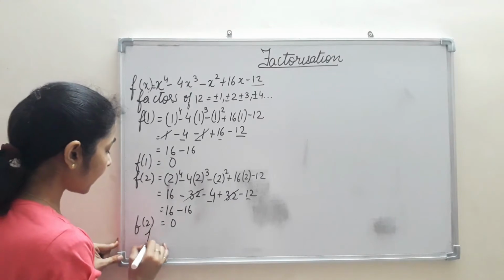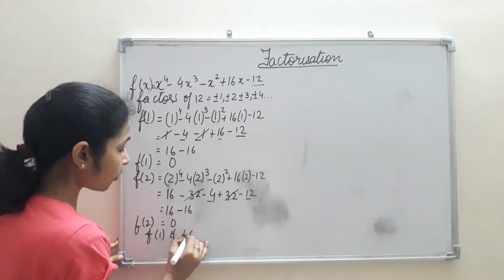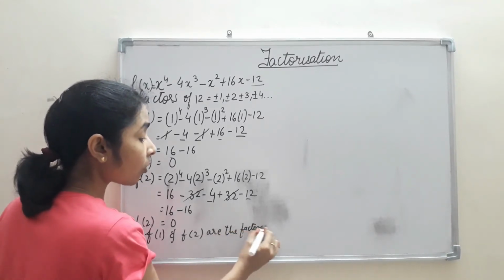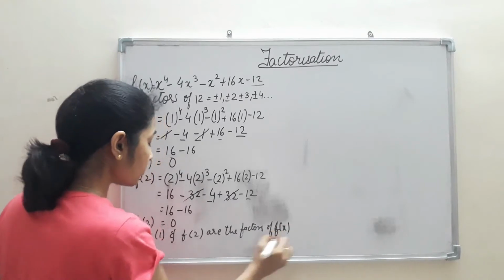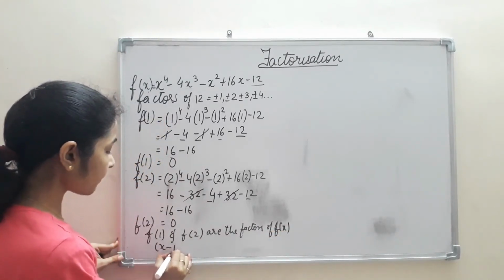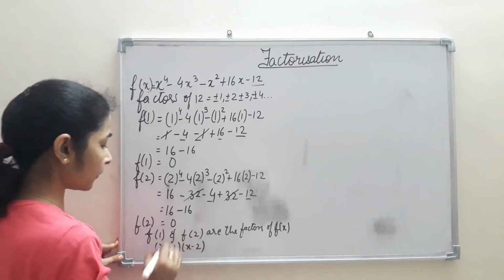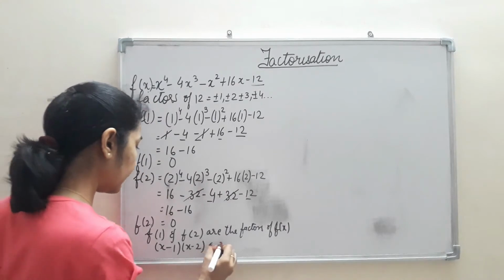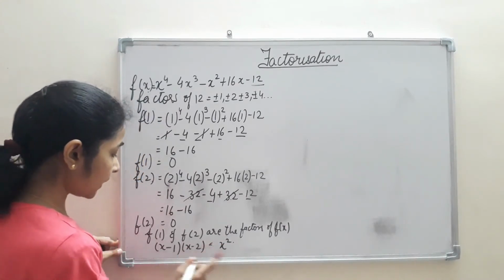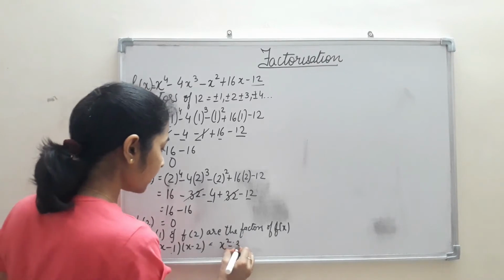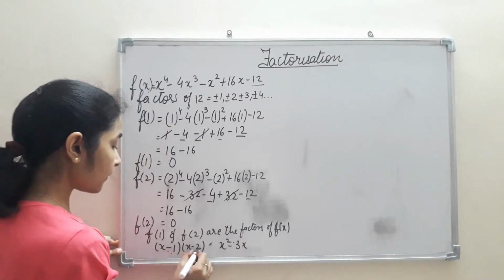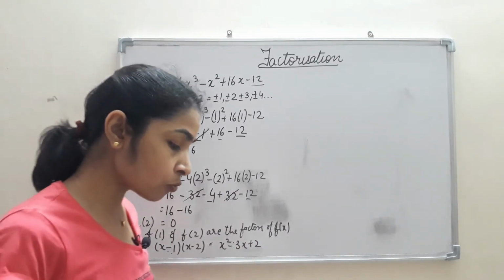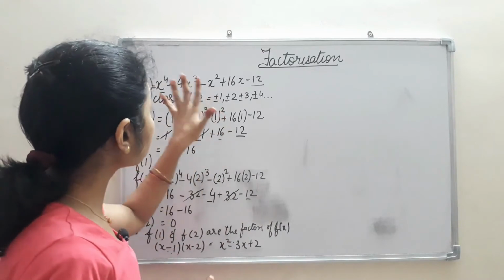Now we have got that x minus 1 and x minus 2 are the factors of f(x). So we just multiply them, x minus 1 into x minus 2. So what do we get? Using the formula x plus a into x plus b, I can directly get x square plus (a plus b)x, that means minus 1 and minus 2 gives me minus 3x, and minus 1 into minus 2 gives me positive 2. That means x square minus 3x plus 2 is a factor of the given polynomial.